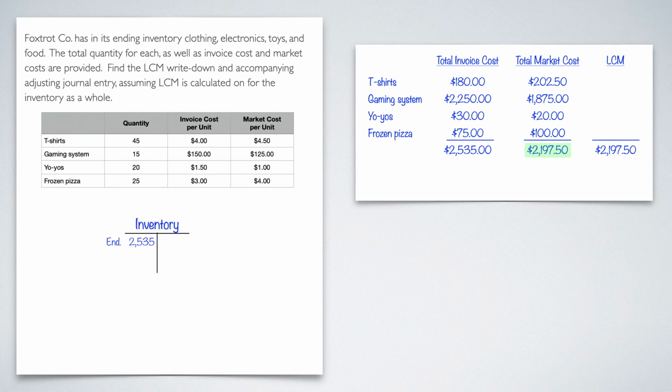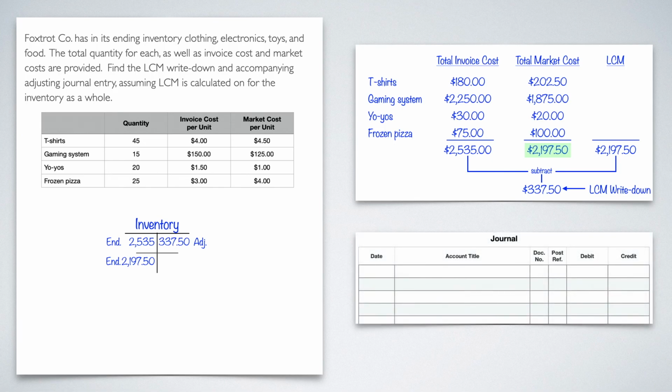Our inventory right now, what's on our books, is ending inventory 2,535. What does it need to be? It needs to be 2,197.50. So what do I need to write it down by to achieve that? Again, I do the same thing as before: column A minus column C, total invoice cost minus LCM. That gives me a total of $337.50. That's what I need to bring the adjustment down by. So my journal entry would look like this: 12/31, COGS inventory loss of 337.50, and inventory of 337.50.